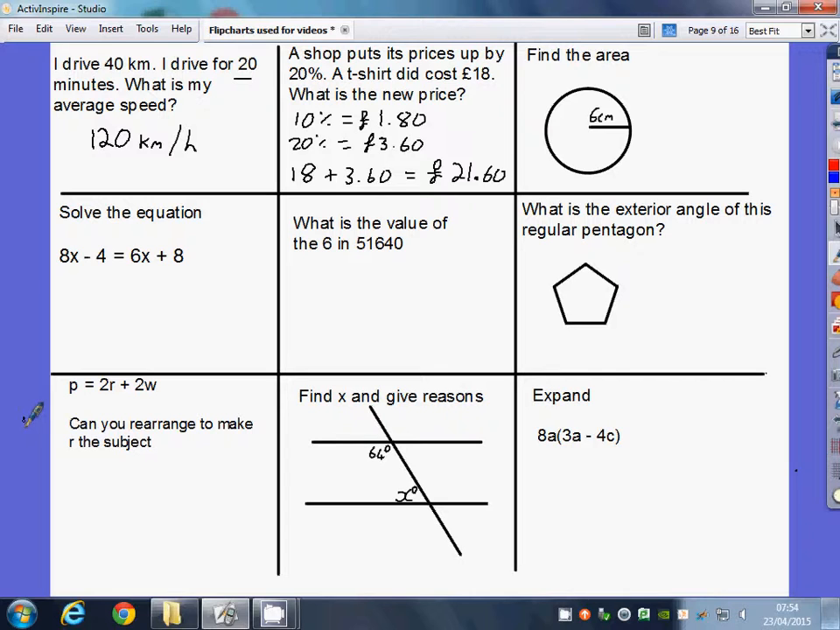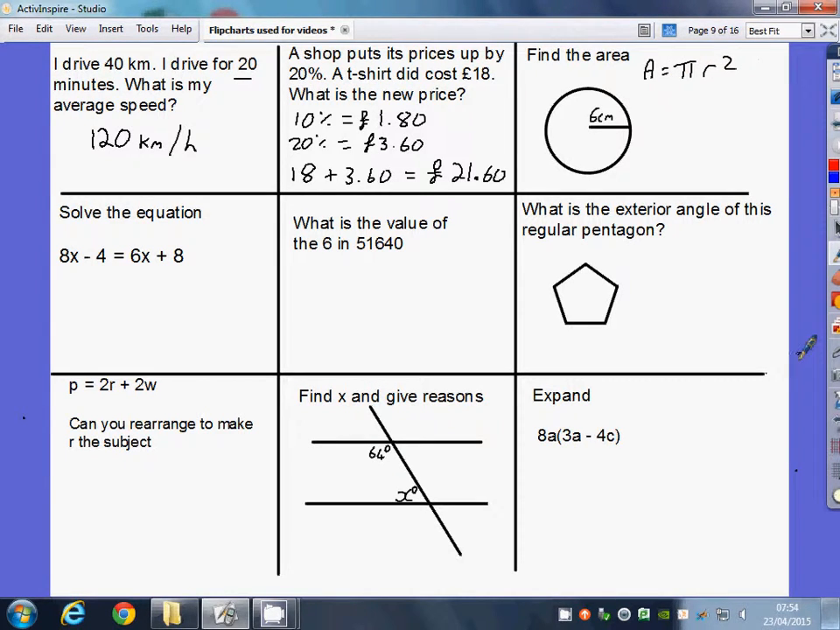Finding the area of a circle. Now, with this one, it's quite straightforward. You just need to know how to find the area of a circle. Now, the formula, if you don't know the formula, go onto YouTube, type in the circle song, and listen to it over and over again until you're absolutely sick of it. But I promise you, you will remember that area equals pi r squared.